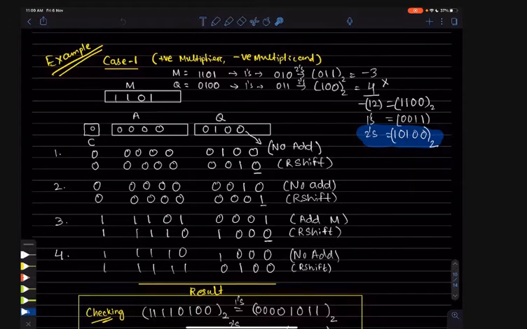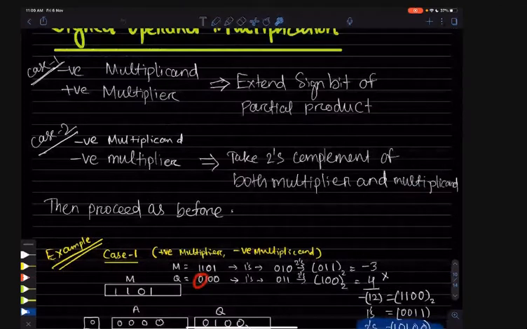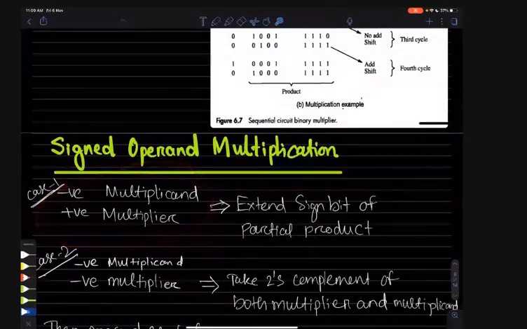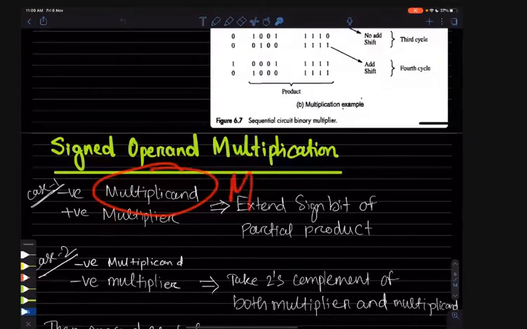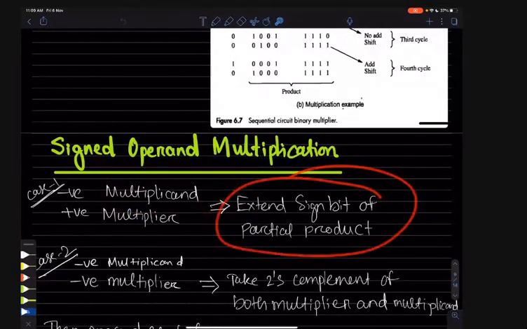So m is given here, q is given here. From the sign I can tell that m is a negative number and q is a positive number, so it is coming under case number 1. Multiplicand is M, multiplier is Q. The multiplier is always represented as Q, and the multiplicand is represented as capital M. So this is case 1, where we have to extend the sign bit and do the product.